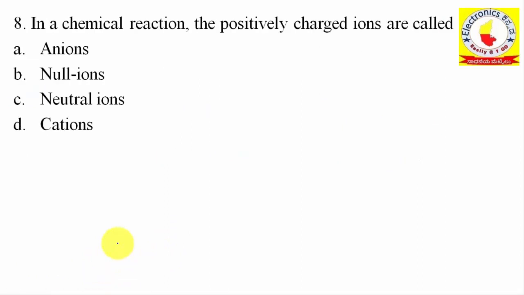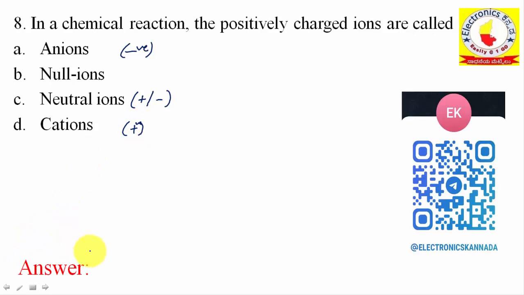In the chemical reaction, the positively charged ion is what? Anion is negatively charged, right? Neutral ion is positive and negative, which are equal in number. So the net effect will be equal to 0. And the cation will be positively charged. Option D is going to follow.